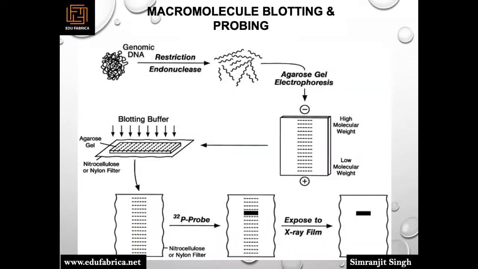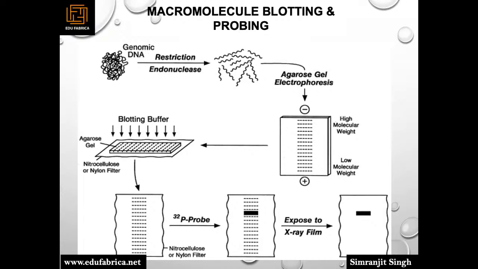So you're done with the basics of gel electrophoresis and PCR. Now let's check macromolecule blotting. For big molecules like DNA and RNA, if you want to do blotting and identify which sequence of DNA is present within the sample, you first get the genomic DNA, isolate it, then digest it with the restriction endonuclease, and then go for agarose gel electrophoresis.